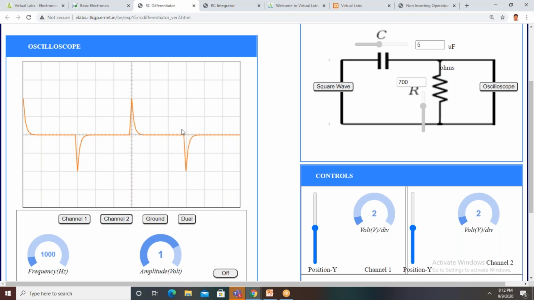So depending upon the RC time constant when compared to the square wave signal, we have three different cases. One is approximately equal to the time period of the input signal, far less than the time period of the input signal, and far greater than the time period of the input signal. So we have to verify three conditions.